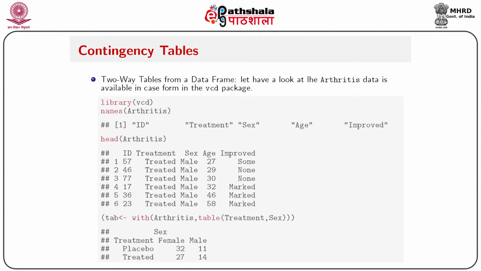So it will give you the 2 by 2 contingency table, with treatment row wise. If you are interested in keeping something row wise, then you have to enter that factor first in the table, and then stratify it by the second factor that would be displayed in the column. So here treatment is the row and sex is the column.